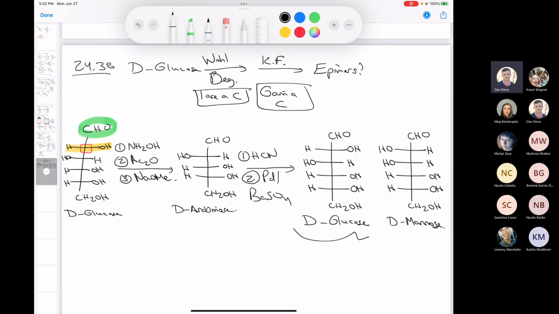D-mannose. And these two are epimers. And since they're both epimers at carbon 2, you'd call them C2 epimers, as a matter of fact. And there we have it.